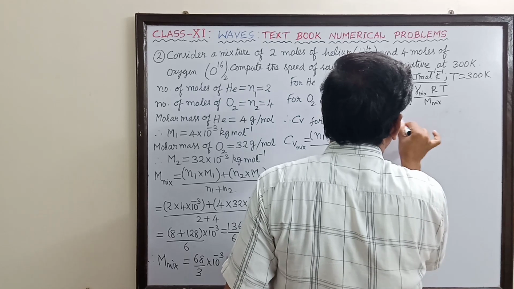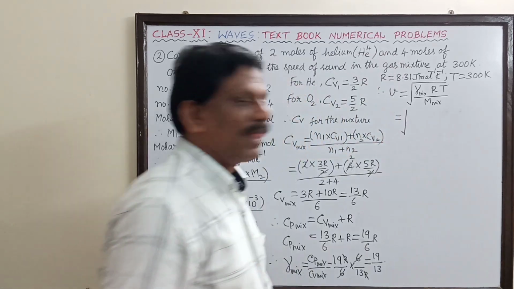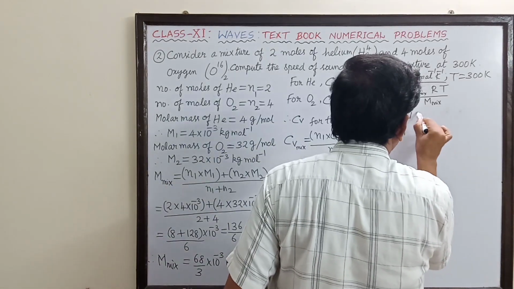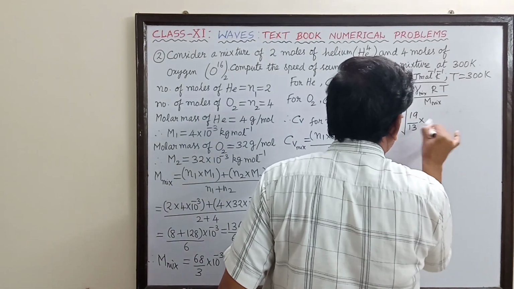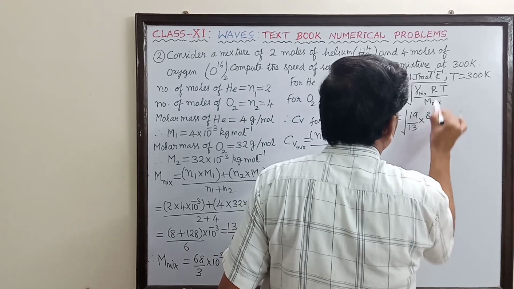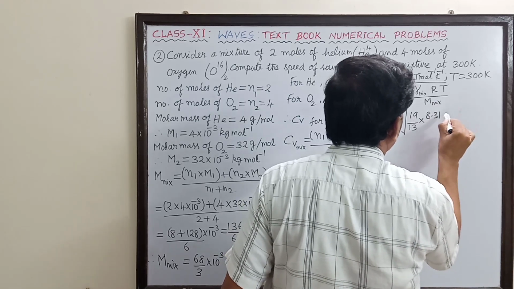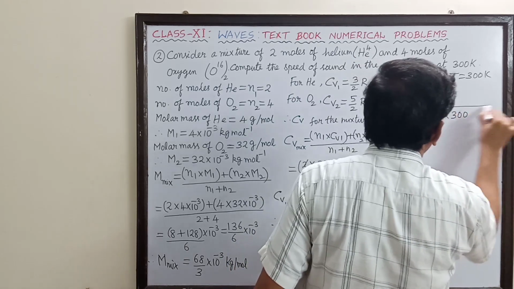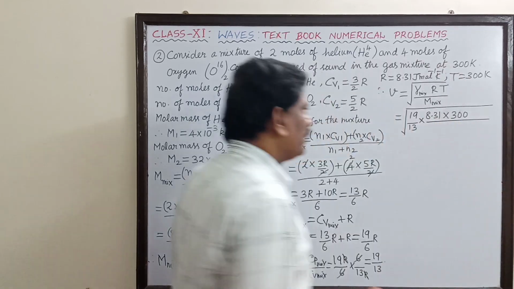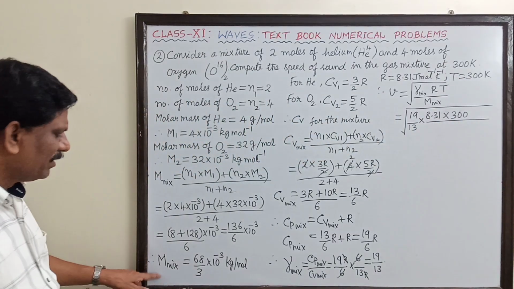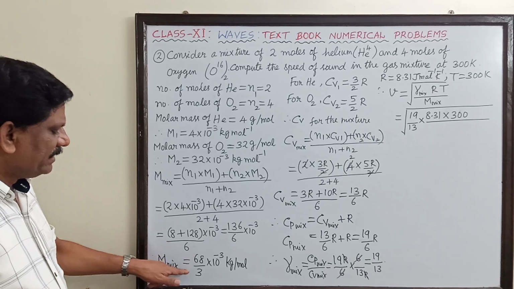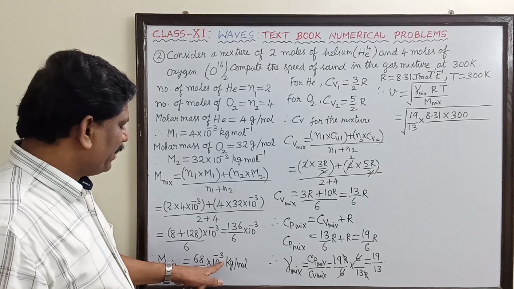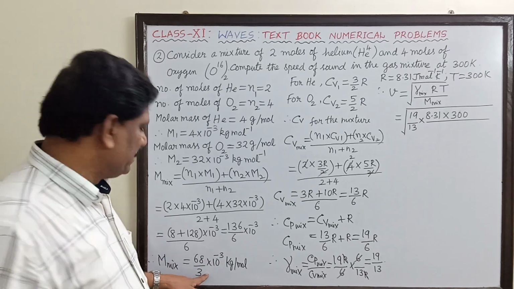So this is now equal to square root. Gamma for the mixture is how much? 19 by 13. So I will write here 19 by 13 into 8.31, the gas constant, into T, which is how much? 300 K. So this is 300 whole divided by, what is the mass of the mixture? Mass of the mixture is how much? 68 by 3 into 10 power minus 3, or 68 by 3000, is it not?